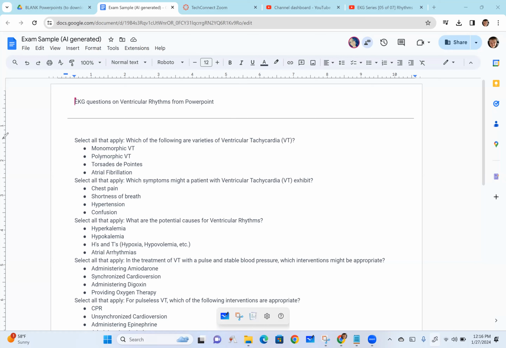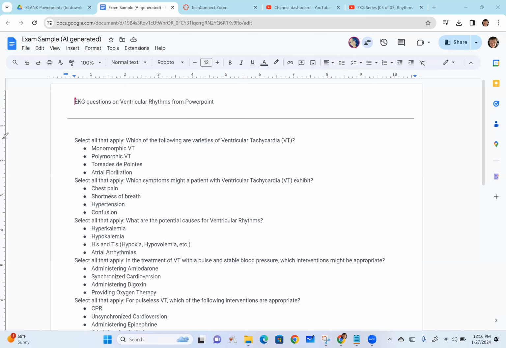So we had AI write questions for us on ventricular rhythms, right? We wanted to start with EKG, so let's choose ventricular rhythm. So let's start with this one right here. Which of the following varieties of VTAC? And these are all options, and I didn't tell AI to give us 5 options. So you got torsades. I should have told it to give us the correct answers too.